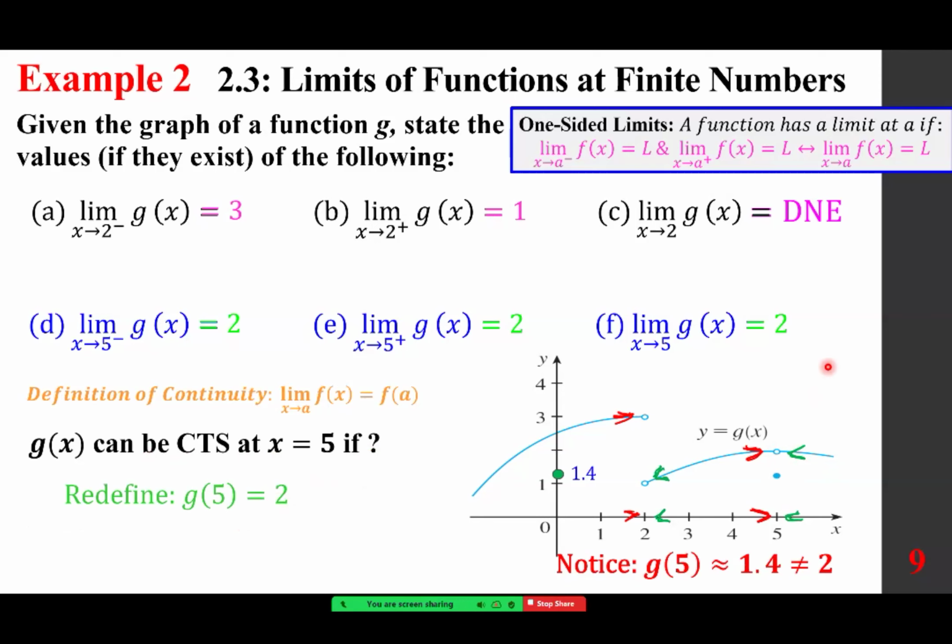We're in good shape. However, if you look at this case, there is a jump. So not only is it a jump, and it therefore remains discontinuous, you can't fix it, even g of 2 is not known.